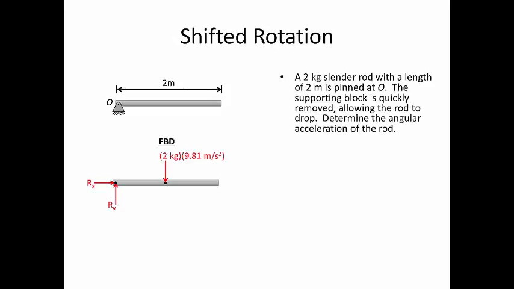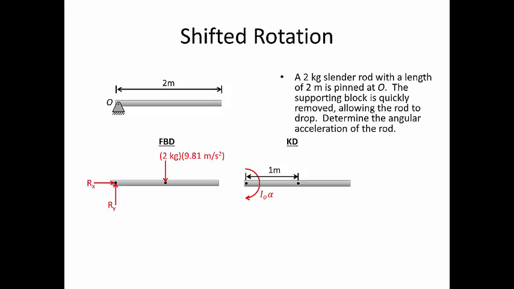We start by drawing our free body diagram. In this case, we have a reaction in the y direction and a reaction in the x direction at O, and we have the weight of the rod itself, which is 2 kilograms times 9.81 meters per second squared. We next draw our kinetic diagram, which in this case we have a shifted mass moment of inertia, I about O, times our angular acceleration alpha, and it's shifted 1 meter from our center of gravity.